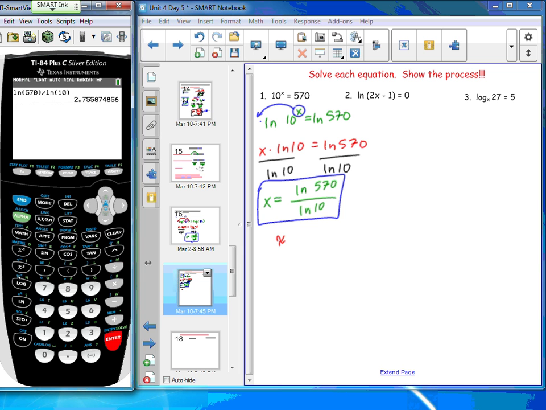Notice that we could have done common log as well. We could have done log of 570 divided by log of 10. In fact, log of 10 is just 1, so this would have gotten us there quicker, but we get the same result each time. So I'm getting about 2.756.